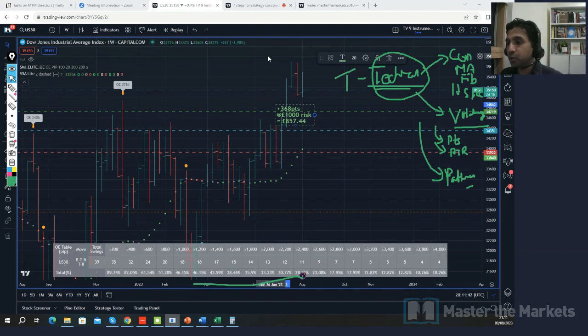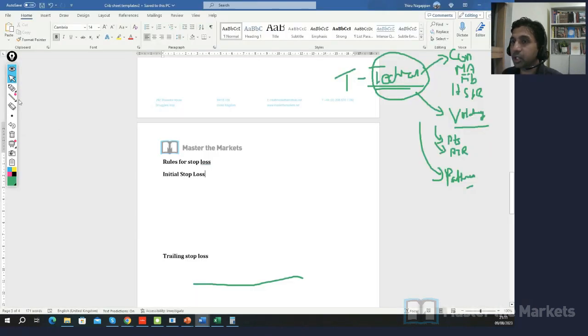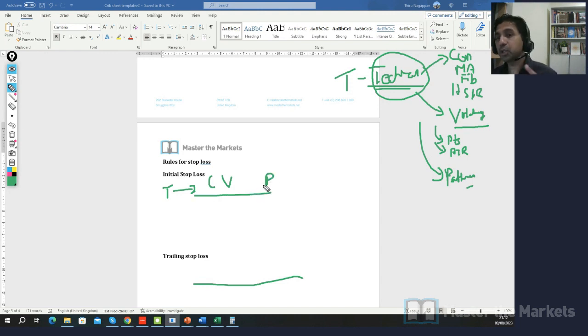So the question for you traders, when you take a look in terms of initial stop loss, where you got all this to choose from. So technical, in terms of confluence, or you got volatility, or you got pattern-based stop losses, you got to ask yourself, which one are you going to choose, right?